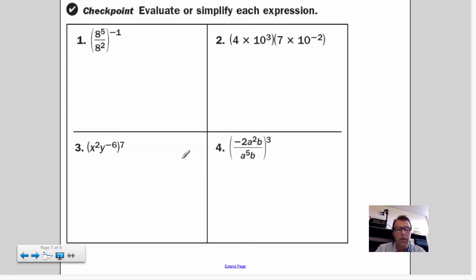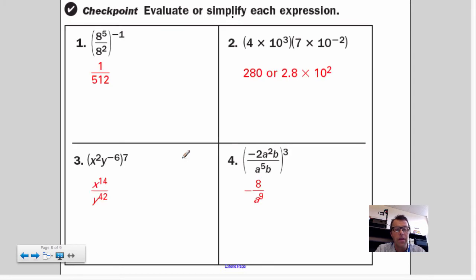Guided practice. So here are 4 problems. Once you hit pause, see if you can clean them up, and I'll show you the answers as soon as you hit play. And there are your answers.